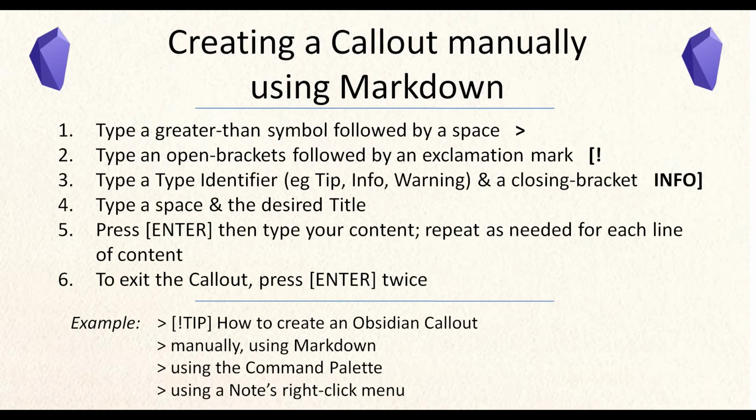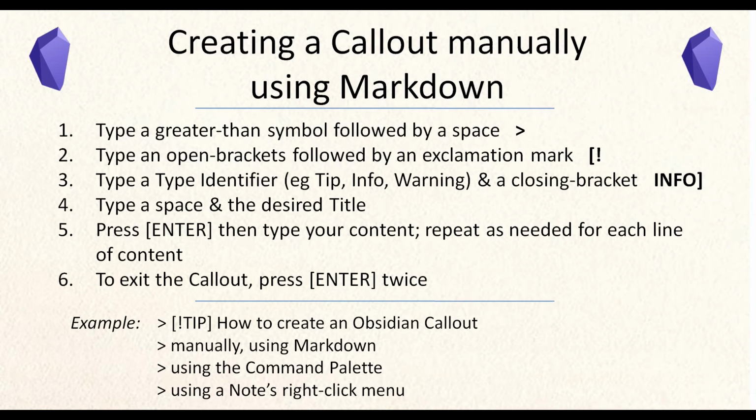First, creating a callout manually using Markdown. The process is as follows. First, type a greater than symbol followed by a space. Then type an open bracket followed by an exclamation mark. And then put your type identifier, in other words, tip, info, warning, note, and so forth, followed by a closing bracket. Then type a space and your desired title.